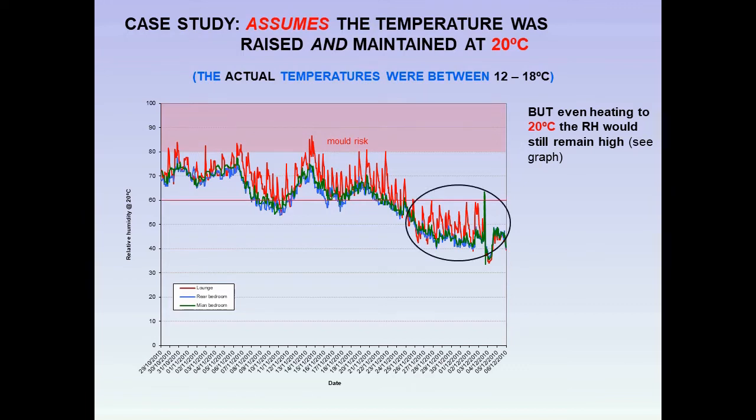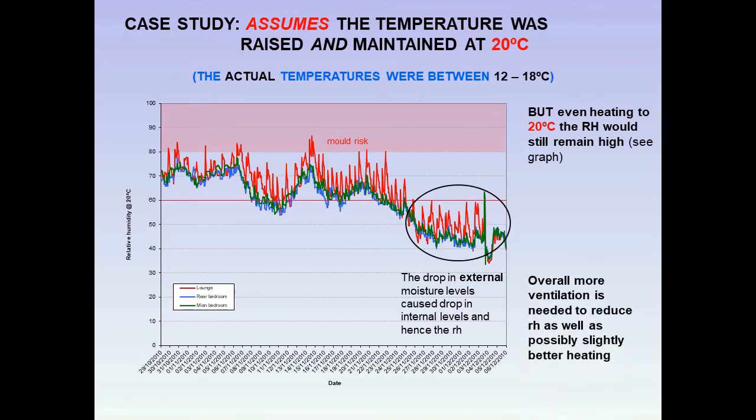But what's happened on the right hand side of the graph? There has been a drop in external moisture levels, and this has caused a drop in internal levels of atmospheric moisture, and hence a drop in the relative humidity. So if we look at these figures overall, especially the first part on the left, more ventilation is needed to reduce the relative humidity, as well as some possible slight better heating.